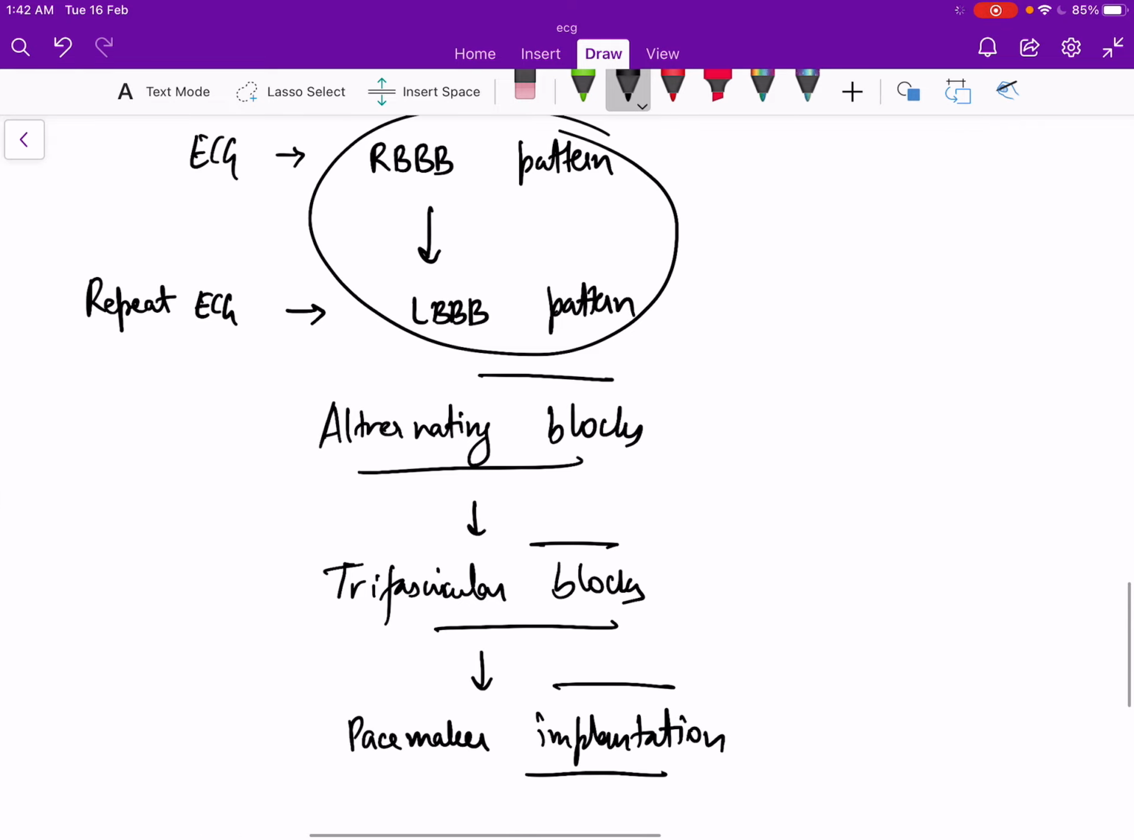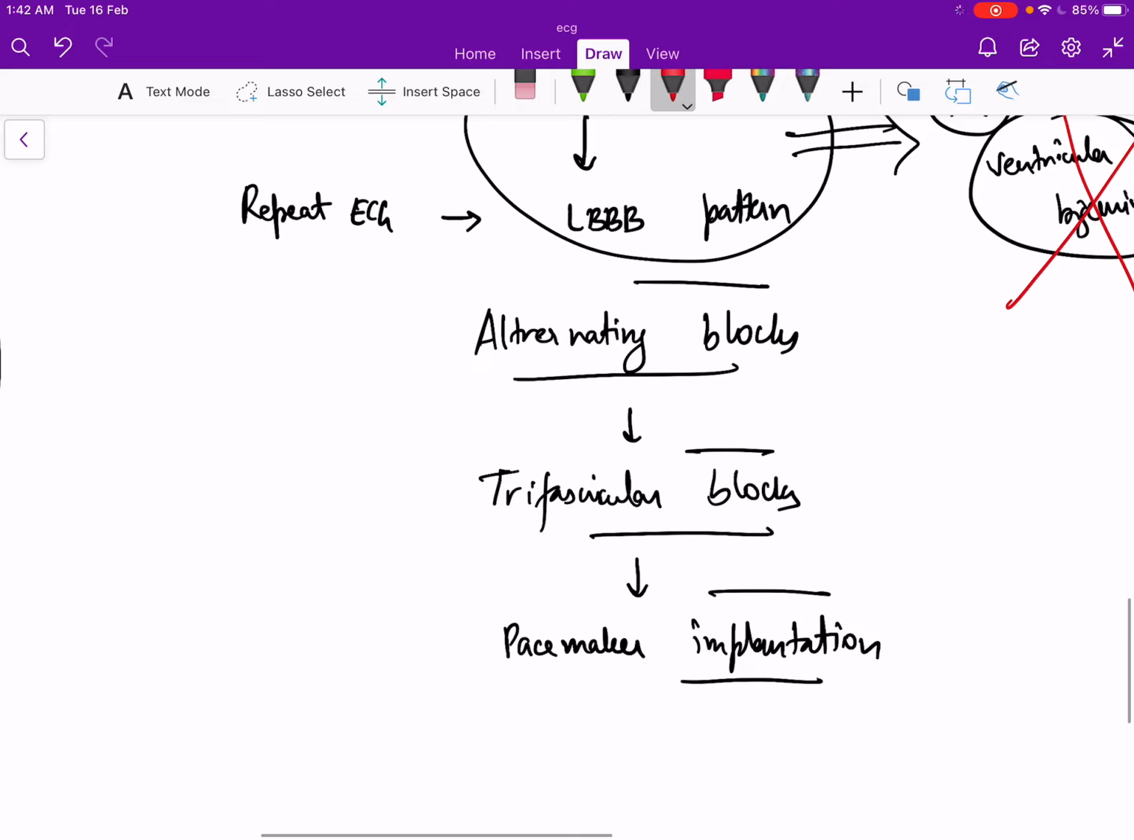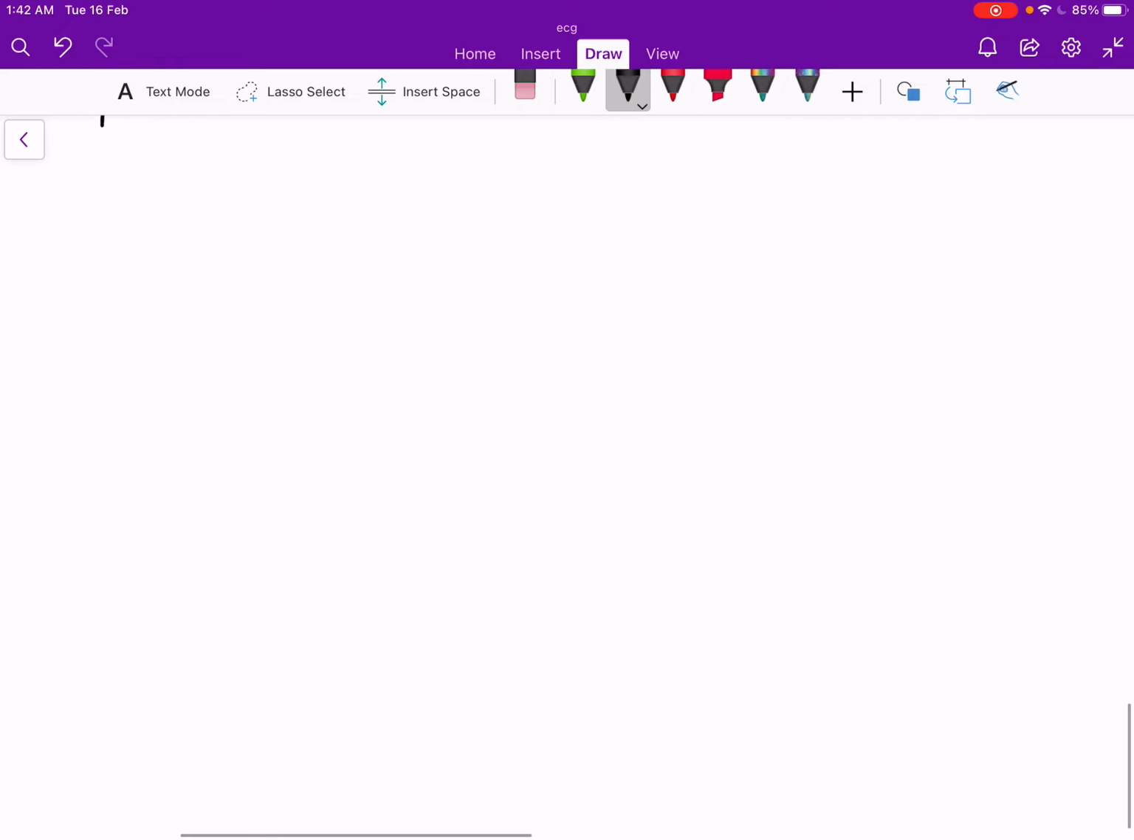This pattern should not be confused with ventricular bigeminy, which is a different concept. Thank you.